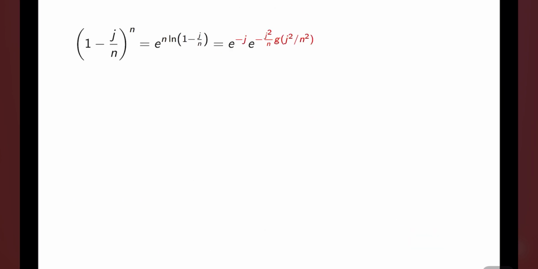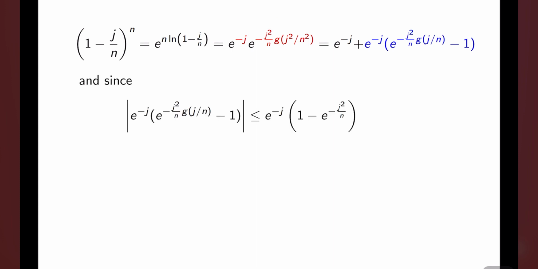So because of that, (1 - j/n)^n, I just write the exponential expression, and I get exp(-j - (j^2/n) g(j/n)). And I know that this is supposed to be close to exp(-j). So I separate exp(-j), and I get plus exp(-j) times a certain thing, which is supposedly close to 0. So now we try to figure out how close to 0 this can be.